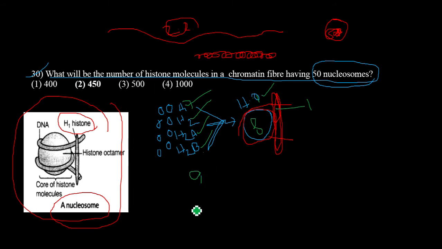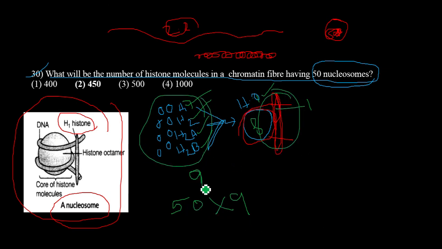Okay. Based on that, we have to count the total histone proteins. 50 into 9. Each nucleosome contains 9 histone proteins: these are 8 and this is 1, which means 9. Total how many nucleosomes are there? 50. 50 into 9, 450. Total 450 histone proteins are present in the chromatin, which contains 50 nucleosomes. Hence, our answer is option 2.